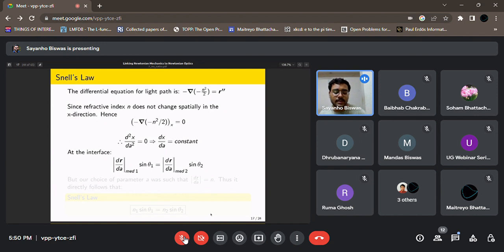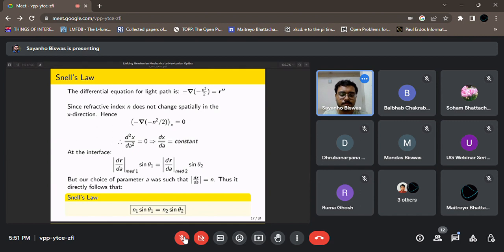But what is mod dR/dA? Does anyone remember? Shusnato just wrote in the previous chat that mod dR/dA is nothing but mod R prime, which is nothing but the refractive index in medium 1. Mod dR/dA in medium 1 means refractive index in medium 1. Therefore, at the interface, n1 sine theta 1 is equal to n2 sine theta 2.